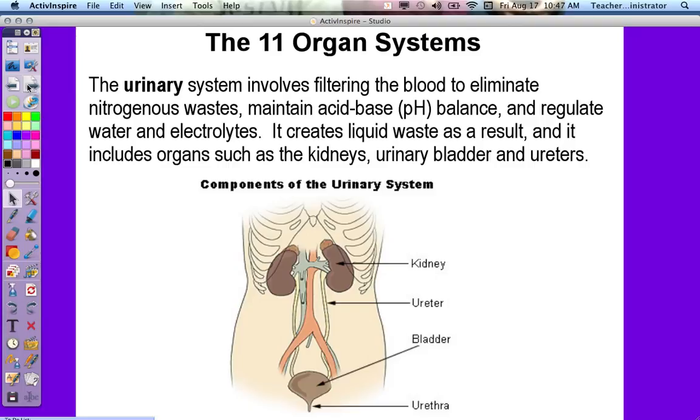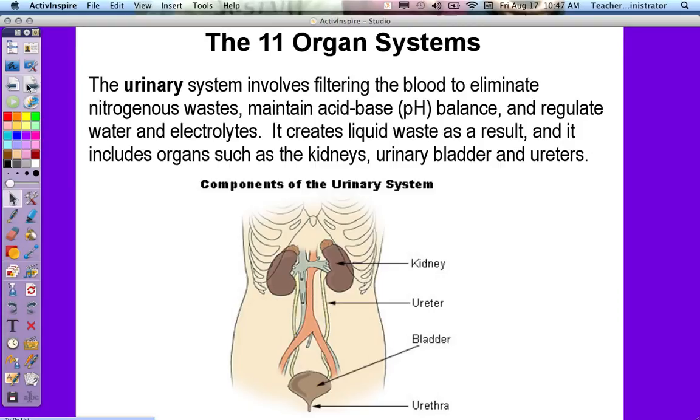Finally, we have the urinary system. This is the system that is involved in filtering your blood so you can get rid of waste material, like nitrogenous waste, your urea, your urine. You also maintain your pH balance here, so if you've ever seen those commercials that talk about pH balance, your urinary system is involved in that as well. And it regulates, of course, your water and your electrolyte levels in your body.